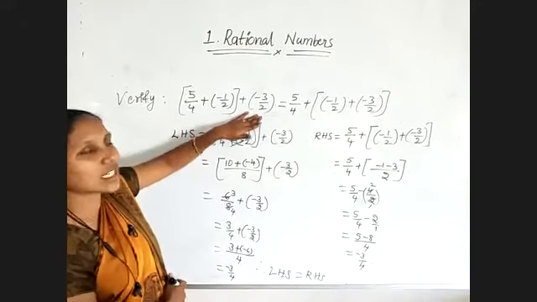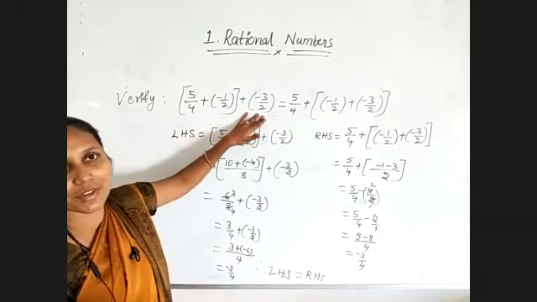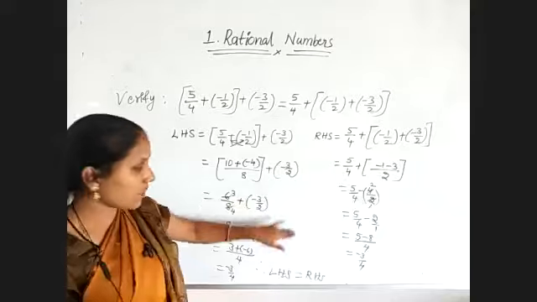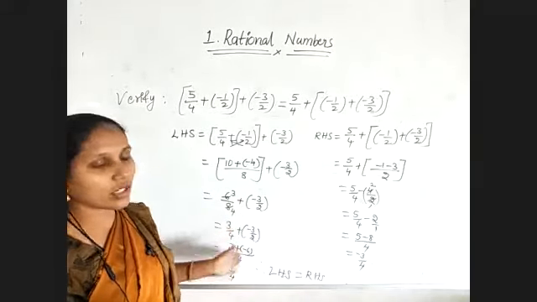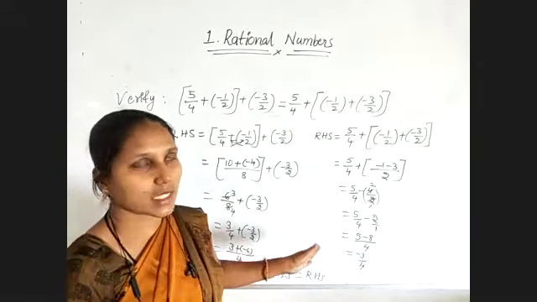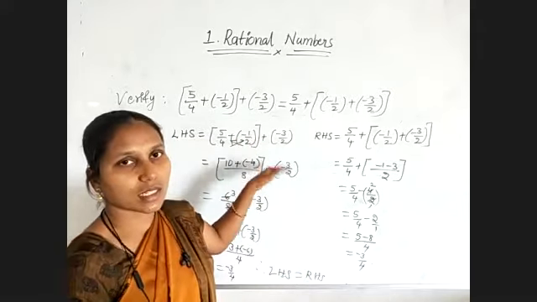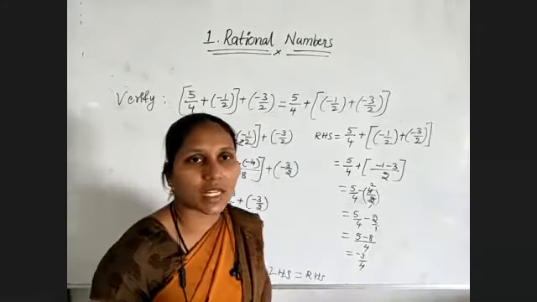And it is the associative property, so the associative property for addition is possible. That's why we got the correct answer. If we are not getting the correct answer, if LHS and RHS are not equal, then that property will not be satisfied.